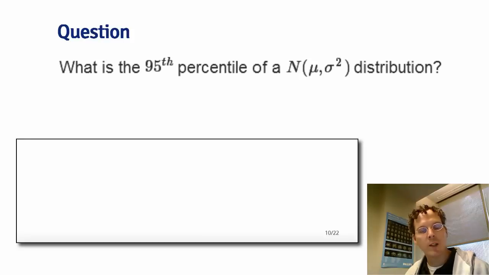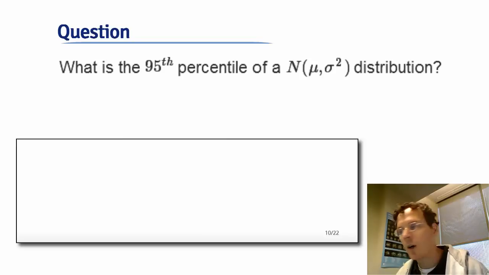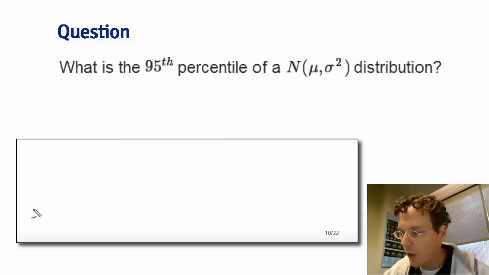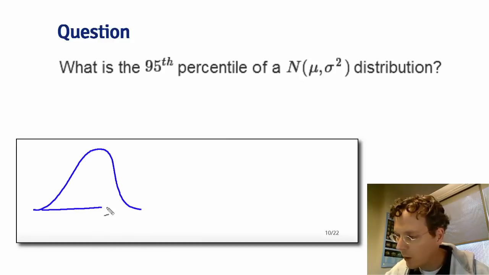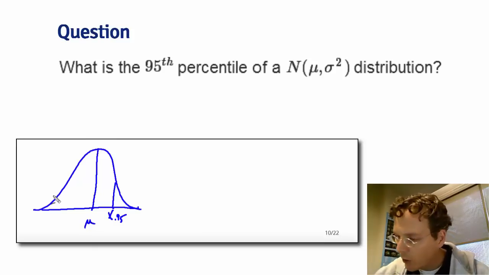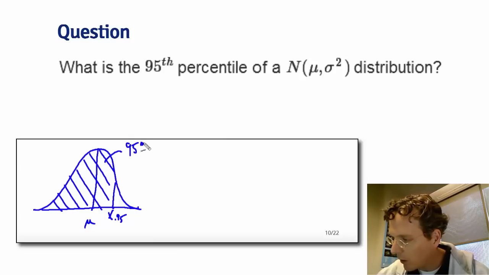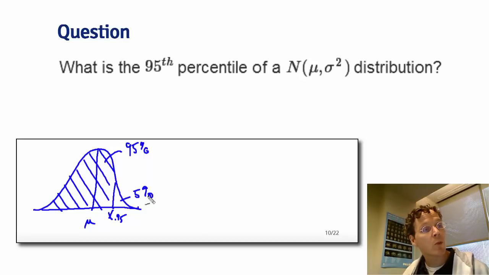Let's go through some quick calculations of increasing difficulty. So first, what is the 95th percentile of a normal mu sigma squared distribution? In other words, we want the point x 0.95 from a normal distribution having mean mu and variance sigma squared, so that 95% lies below it. We want that to be 95% and that to be 5%. So this is the value. If we were to draw samples from this population, this would be the point such that 95% of the samples would be smaller than it if we were to draw a sufficiently large sample.